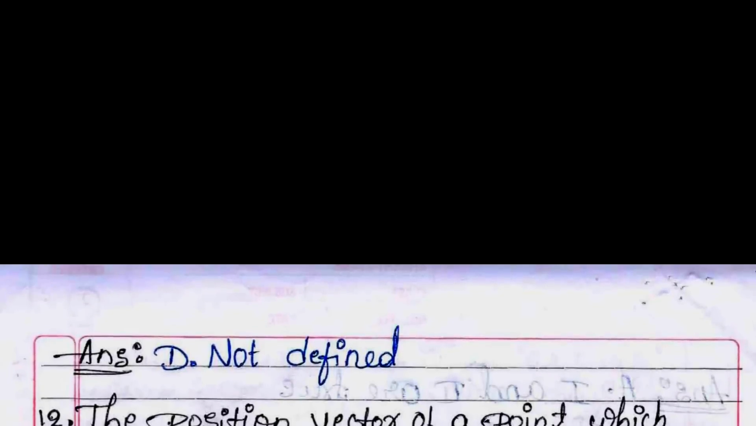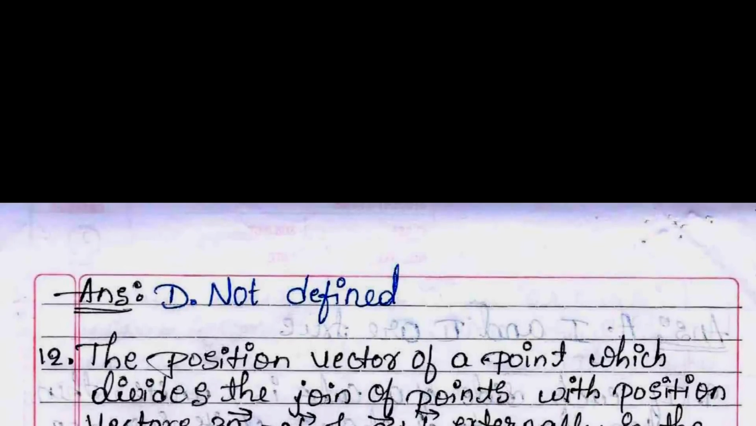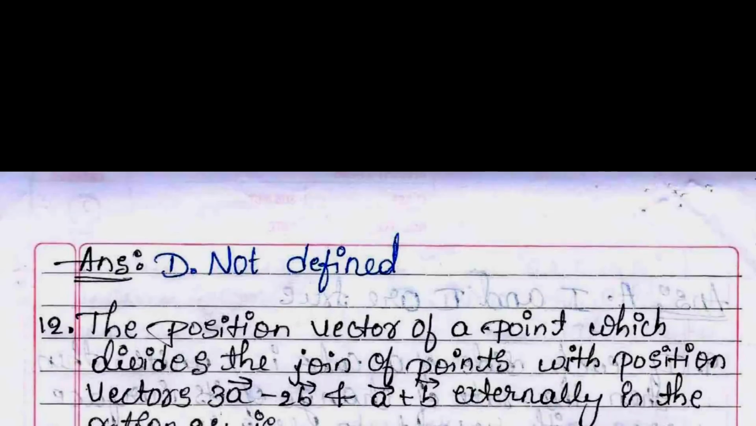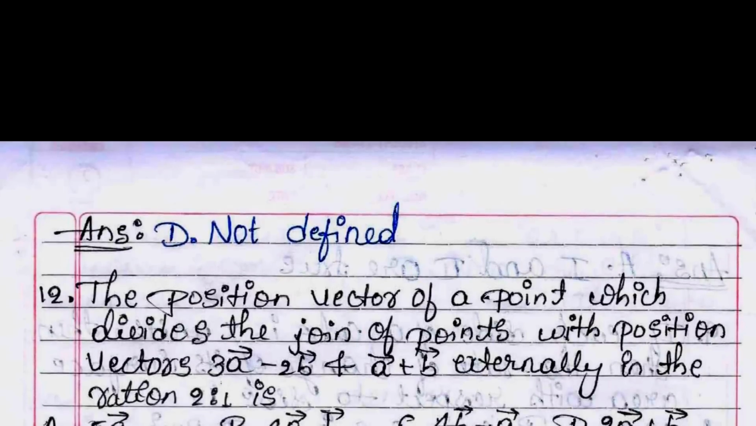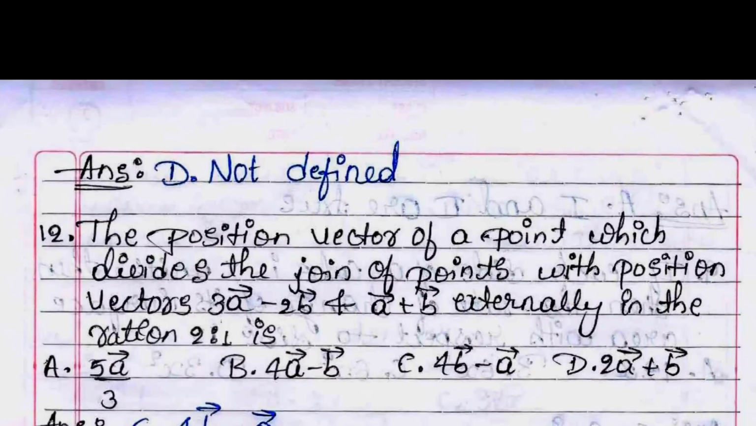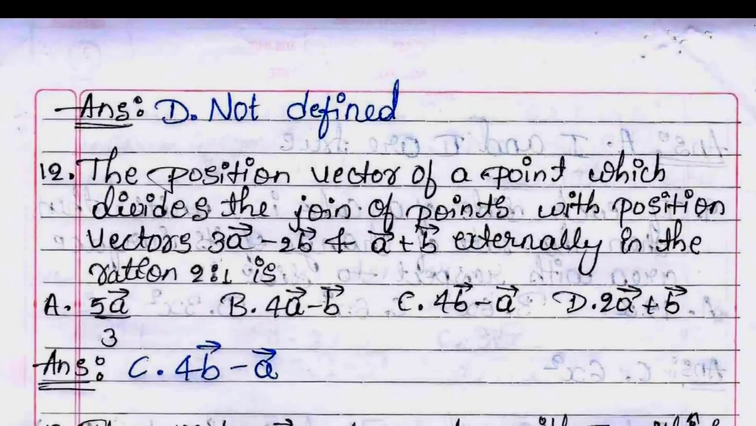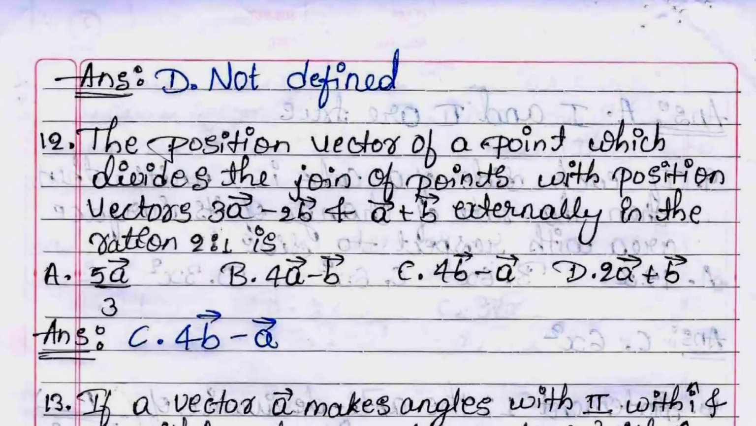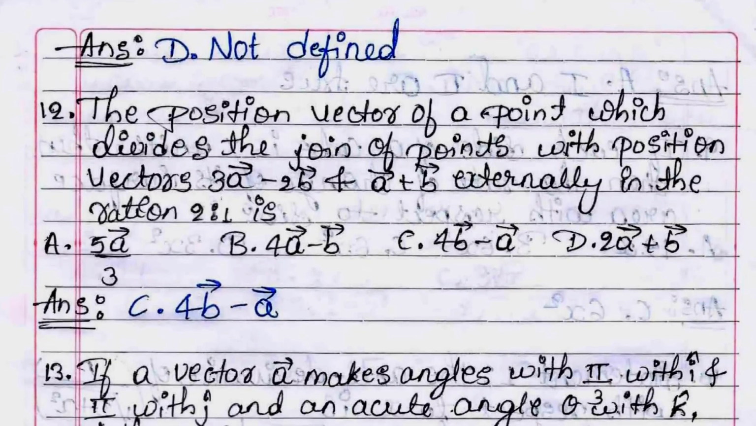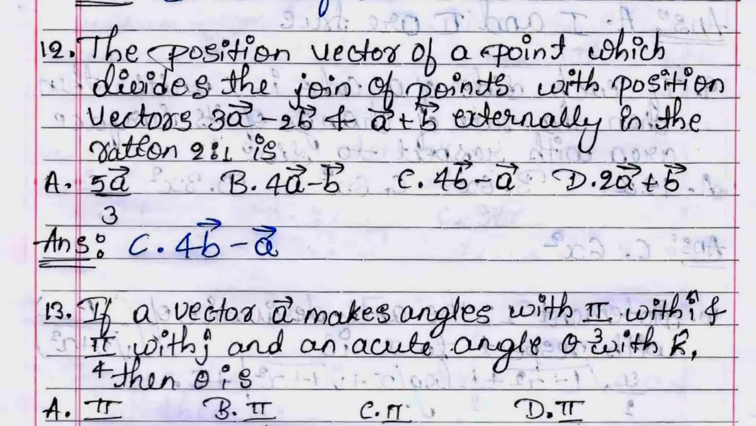Not defined. 12th, the position vector of a point which divides the join of points with position vectors 3a vector minus 2b vector and a vector plus b vector externally in the ratio 2:1 is A. 5a vector by 3, B. 4a vector minus b vector, C. 4b vector minus a vector, D. 2a vector plus b, and the answer is C. 4b vector minus a vector.